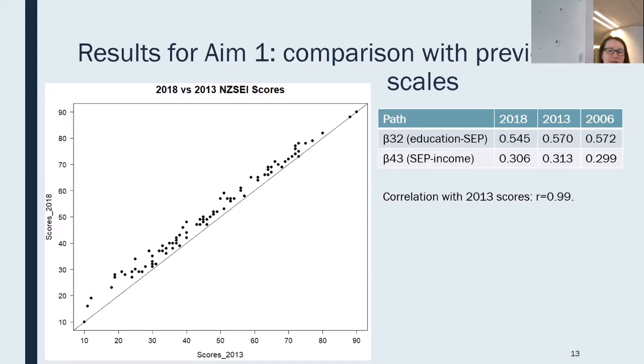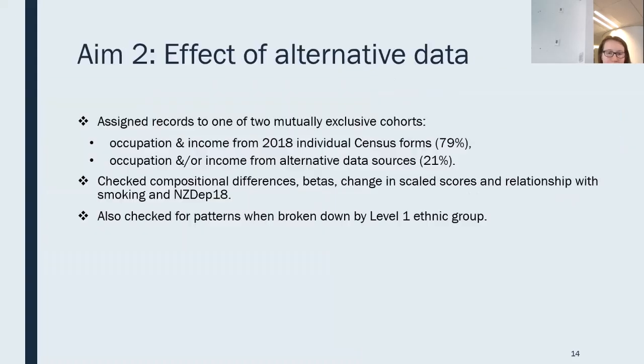So the two key pathways in the NZSEI model are the path from education to occupational socioeconomic position and from occupational socioeconomic position to income. Here we can see that these paths are reassuringly similar for 2018 compared to 2013 and 2006, indicating similar socioeconomic relationships in the data. For 2006, 2013, and 2018, the education pathway is considerably stronger than the income pathway, indicating education has a greater impact on assigning occupational scores.